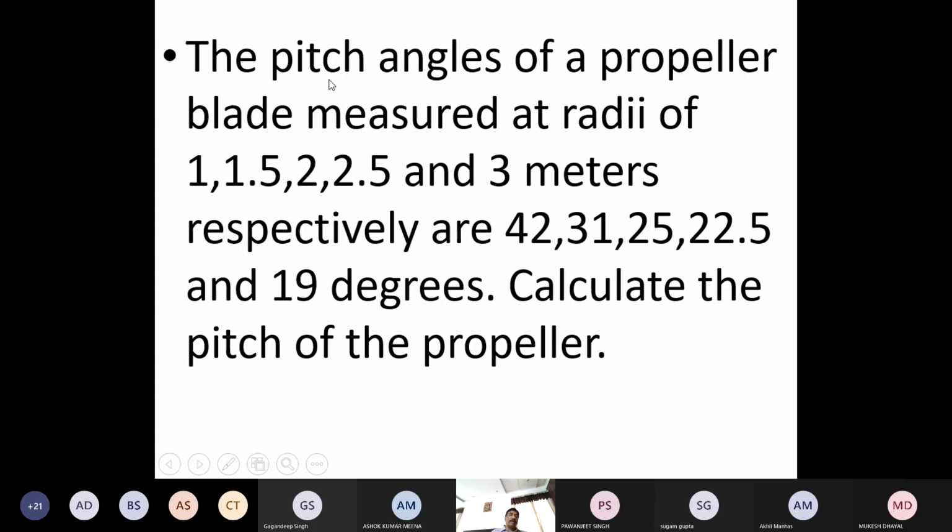This type of question has come in exams, but as a part A, two-part question. Because it is a direct application, the examiner just wants to test whether you know it, and normally it is one part of the question. The pitch angles of the propeller blade measured at radii of 1, 1.5, 2, 2.5 and 3 meters respectively are 42, 31, 25, 22.5. So there are 5 readings here too. Calculate the pitch of the propeller. So calculate the 5 values directly and we can find it.